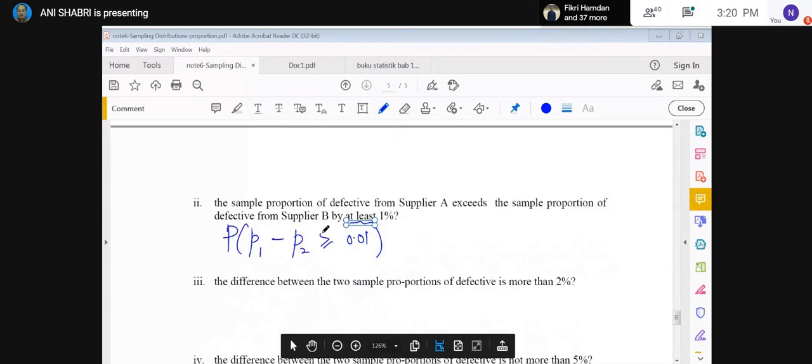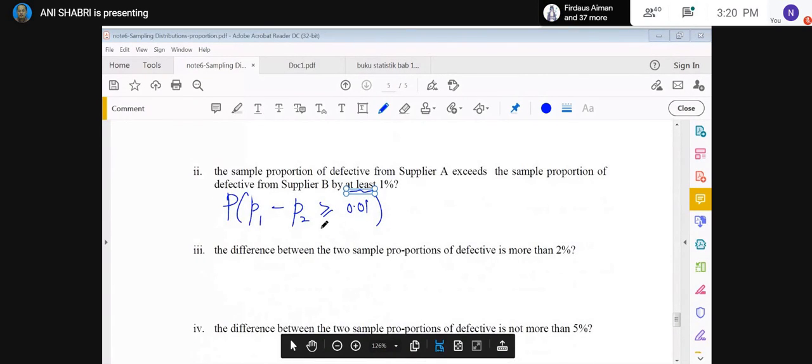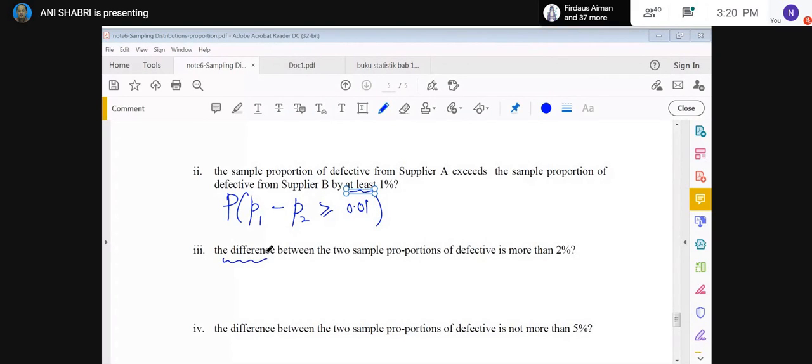Okay, number 3, the different. When you see the question is different, what does mean different for this one? Different, you must put modulus. If you find the question is different, you must put modulus. P1 minus P2 modulus more than 2%, 0.02.